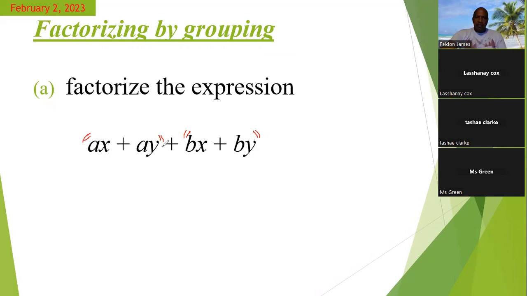So for this binomial, the first one, which is ax plus ay, the common factor here would be a. So we pull out our a as our common factor for the first pair. After we have done that, we're going to open our brackets.